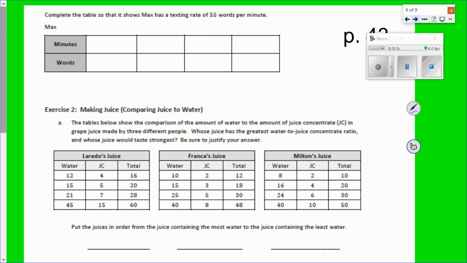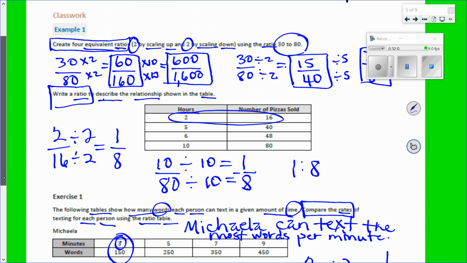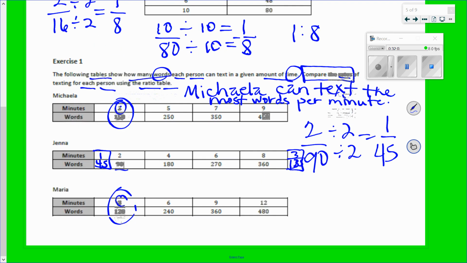Let's go to this next table. Yes, Christine. Oh, hold on. Let's go back. Someone up here is still talking. Did y'all hear what she said? She said we could reduce all of them to words per 1 minute, right? And figure it out from there.